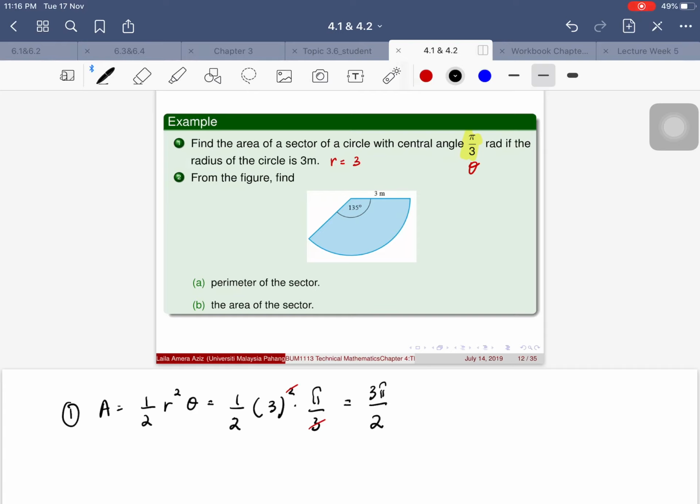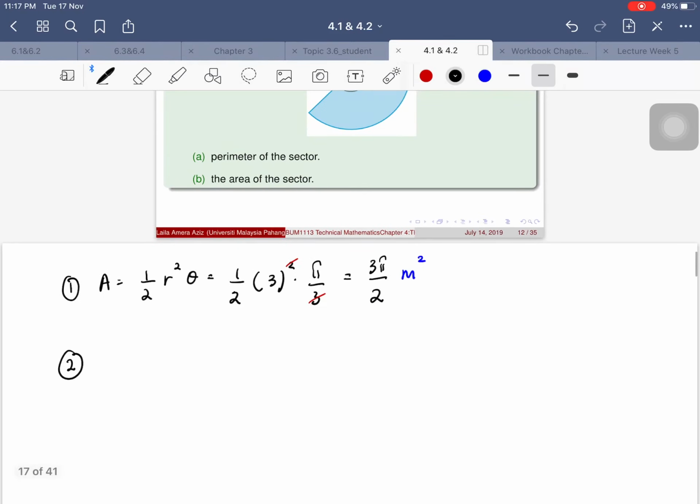Okay, and for this case, this is going to be area. So remember, because radius is in terms of meter, when we multiply r squared, that's going to be meter multiplied by meter. So of course, for this case, our unit is going to be meter squared. So therefore, the area of the sector is 3 pi over 2 meter squared.